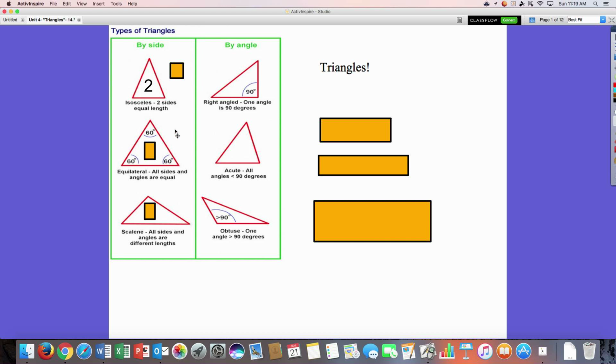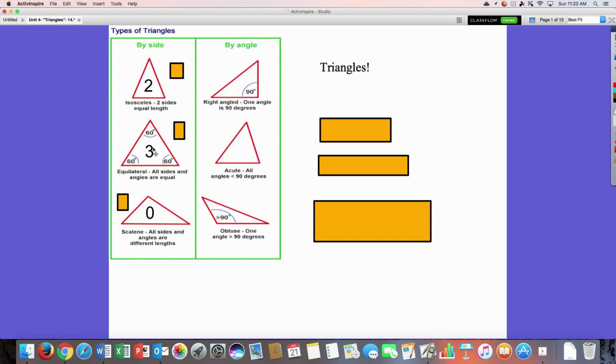An equilateral, it sounds like what it is. It has the word equal in it, right? All sides are equal and all angles are equal. It's equilateral, so it has 3. And scalene, all sides are different lengths. All angles are different. So this has 0 sides that are the same.